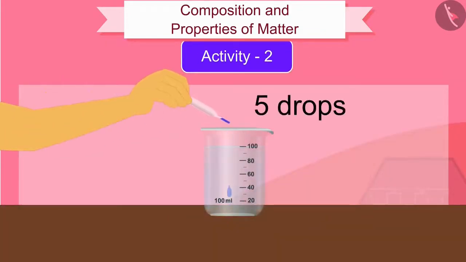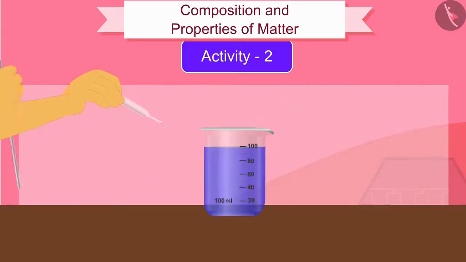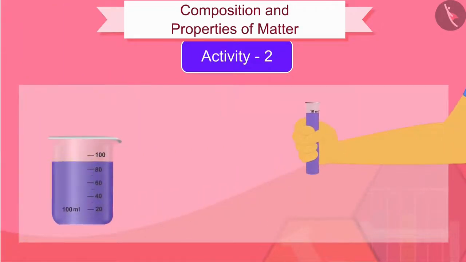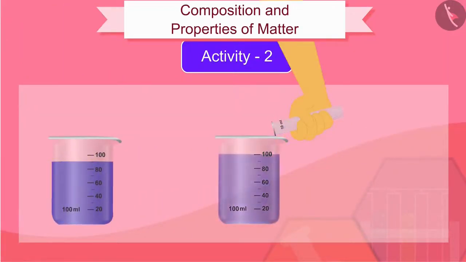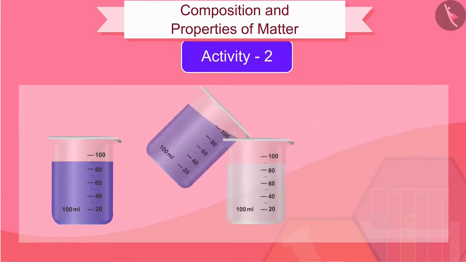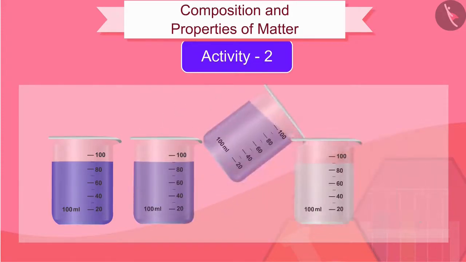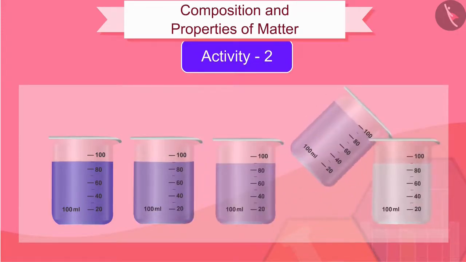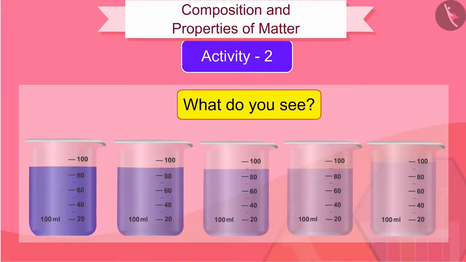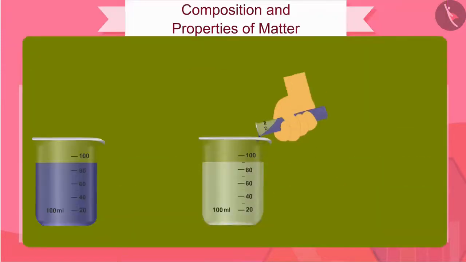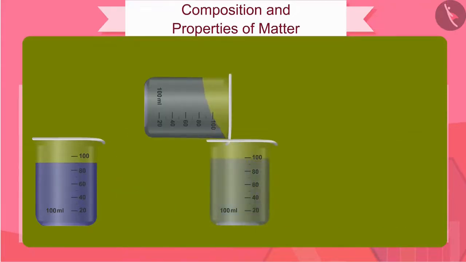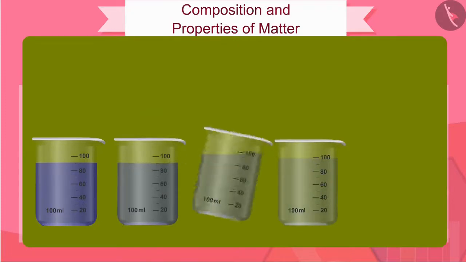Dissolve 5 drops of ink in 100 ml of water. Take out about 10 ml of this solution and mix it in 90 ml of water. Similarly, keep diluting this solution 5 to 8 times. What do you see? Is the water still colored? The color of the solution becomes lighter each time it is diluted. Still, the water seems colored.